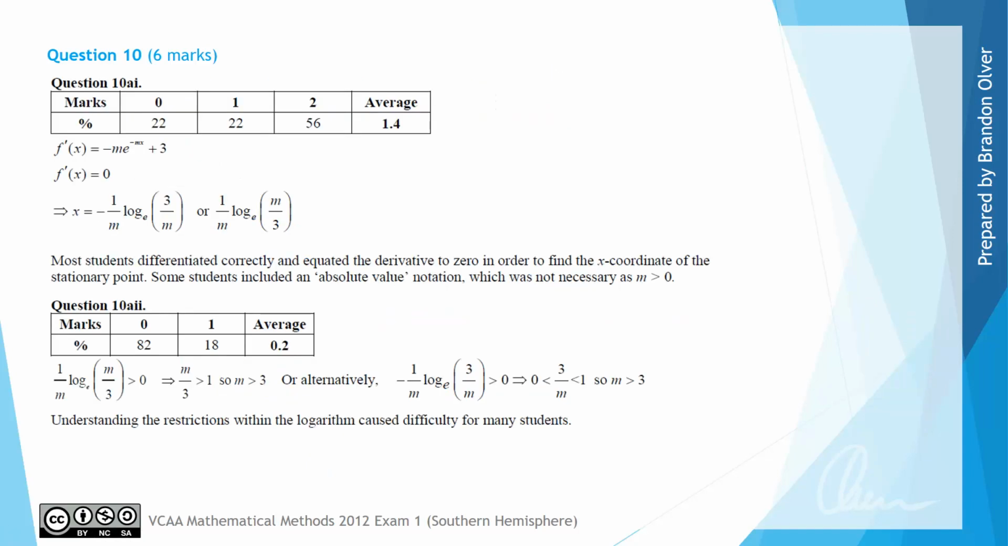From the examiner's report, we can see that 56% of students got part 1 of part A correct, with most students differentiating correctly and equating the derivative to 0 in order to find the x value of the stationary point. For part 2, only 18% of students got the correct range of values of m, and the examiner went on to state that understanding the restrictions within the logarithm caused difficulty for many students. That is, they couldn't identify what values went inside a log to give a positive value out overall.